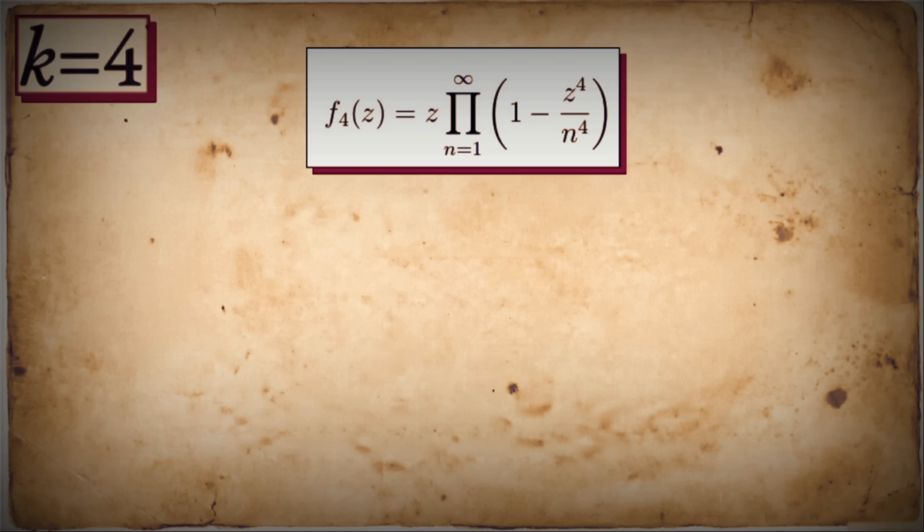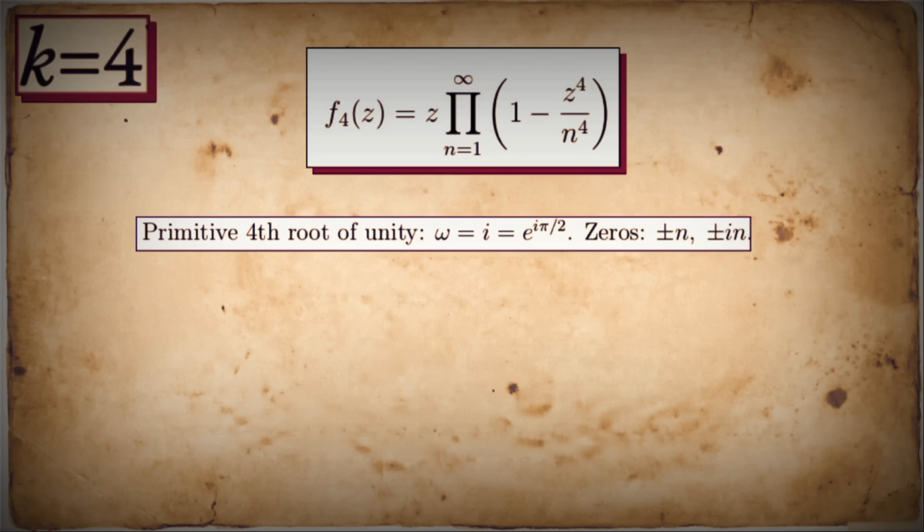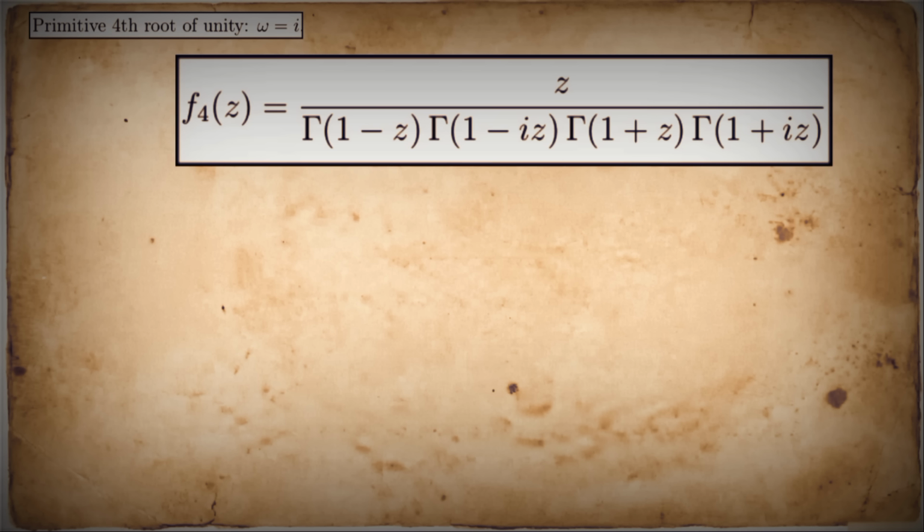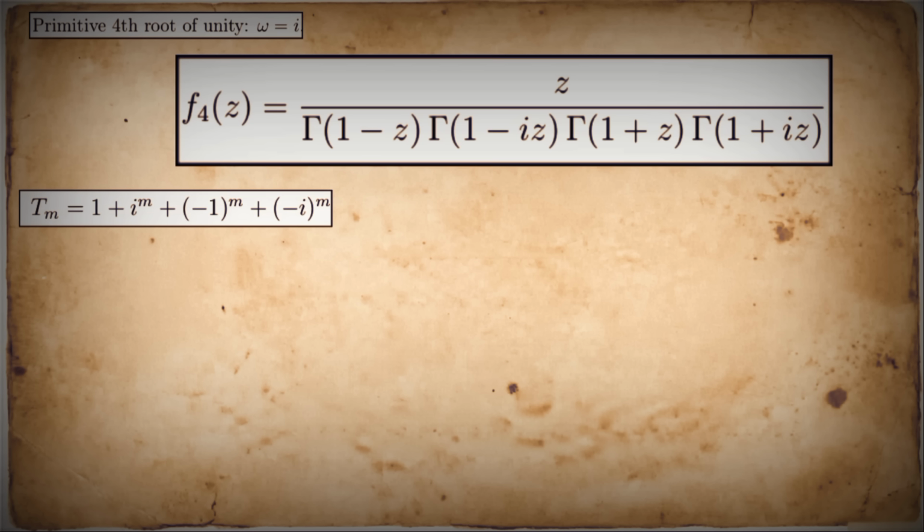Finally, k equal to 4. The function is z times the product over positive n of 1 minus z to the fourth over n to the fourth. The product expansion gives a coefficient of z to the fifth equal to the negative of zeta of 4. The primitive fourth root of unity is the imaginary unit i, which satisfies i to the fourth equal to 1. The four fourth roots of unity are 1, i, -1, and -i. The root of unity filter checks the sum of 1 plus i to the m plus -1 to the m plus -i to the m.